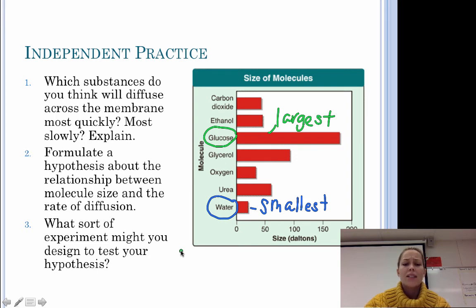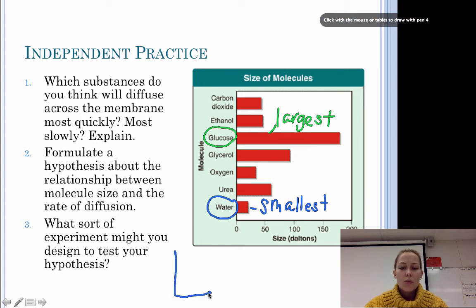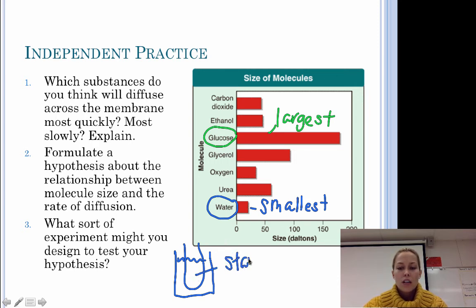An experiment that you might design in order to test your hypothesis, you might use something that represents the cell. So you might have a beaker of water, and you might stick something in that represents a cell. You might put something like starch, which is a large carbohydrate, in here, and then you'll wait to see if that starch molecule is going to diffuse out of your makeshift cell. It most likely will not, because starch, as we know, is a very large carbohydrate.